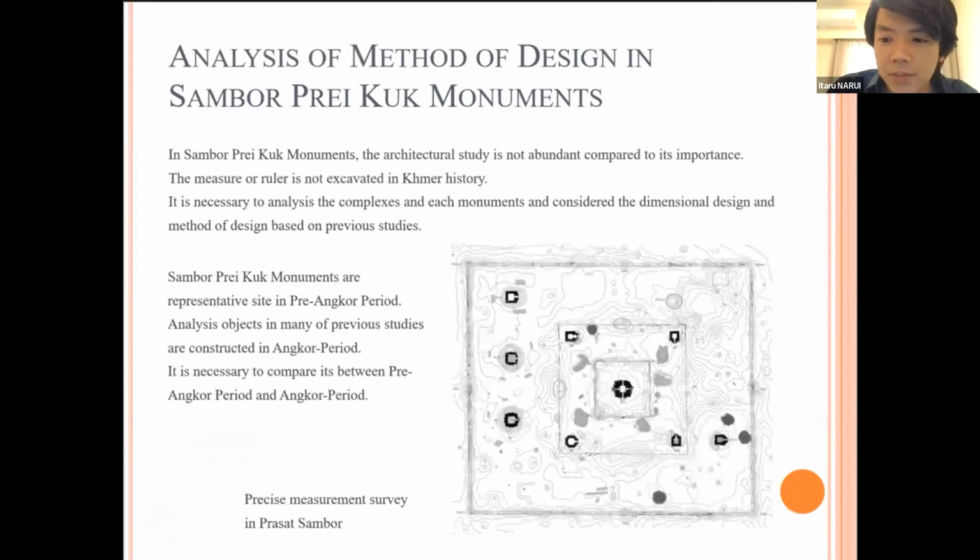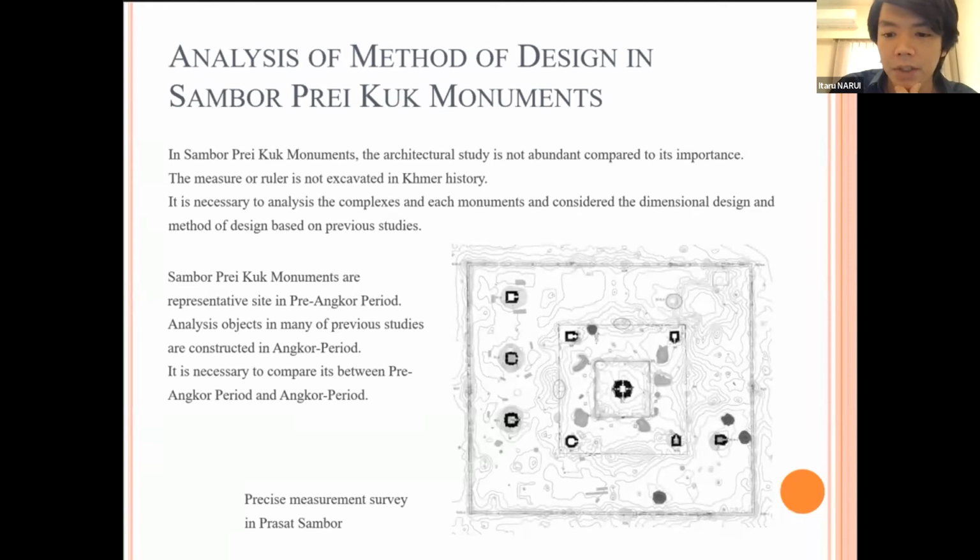In the Sambor Prei Kuk monuments, the architectural study has been neglected compared to its importance. A measuring ruler has not been excavated in Khmer history. So it is necessary to analyze its complex and each monument and consider the dimensional design and method of design based on previous studies.